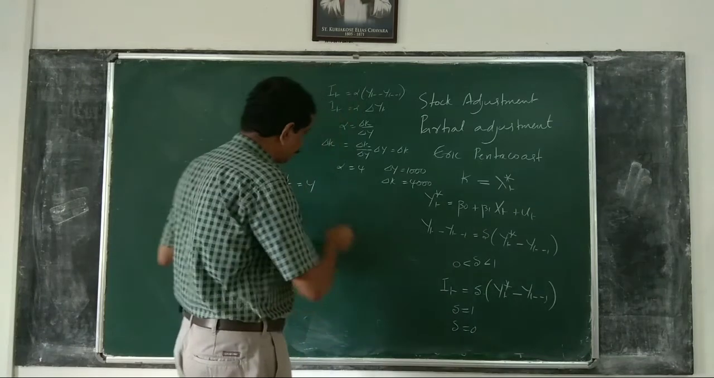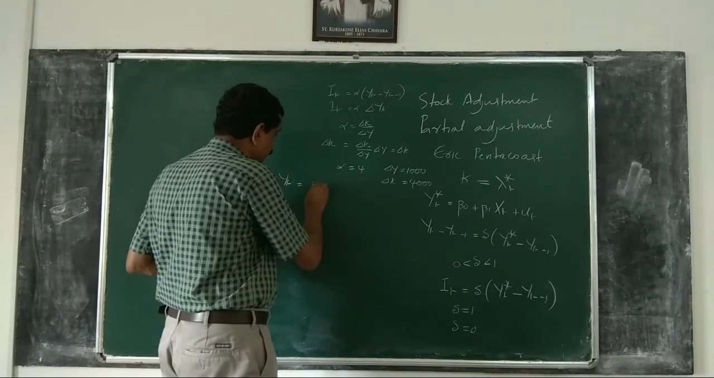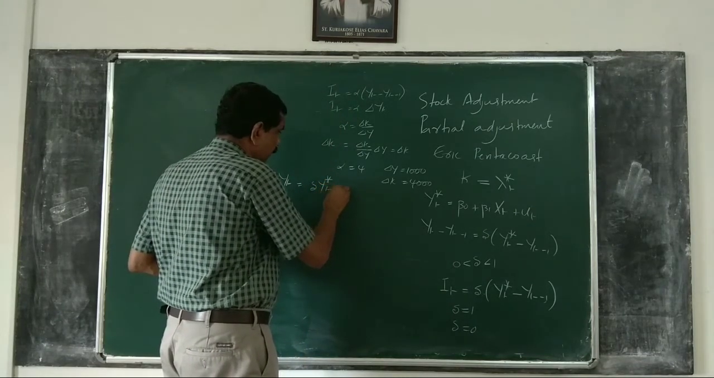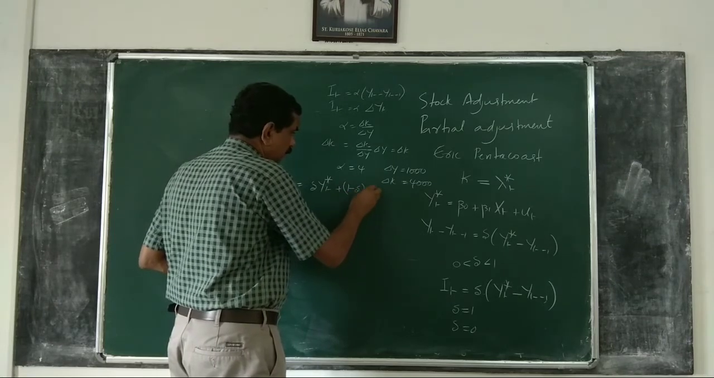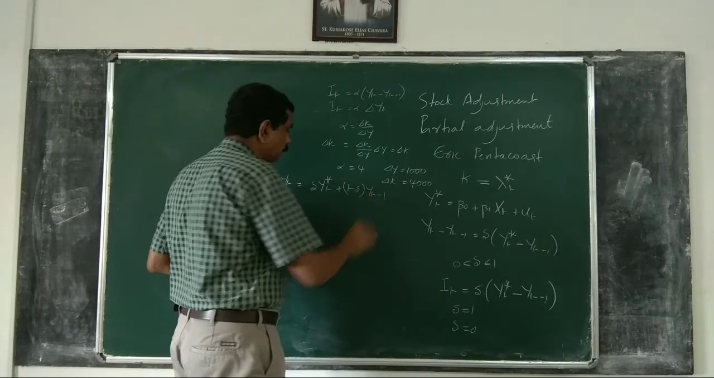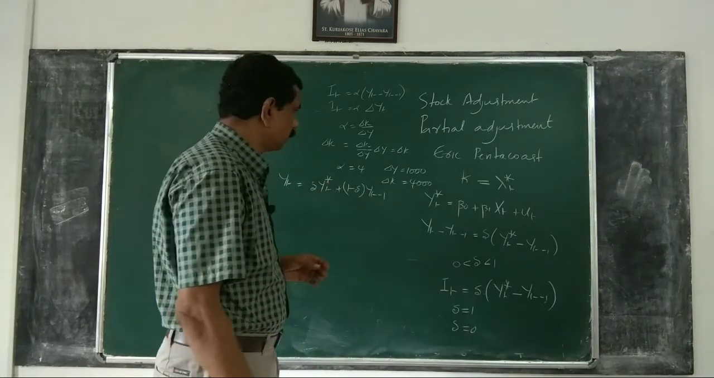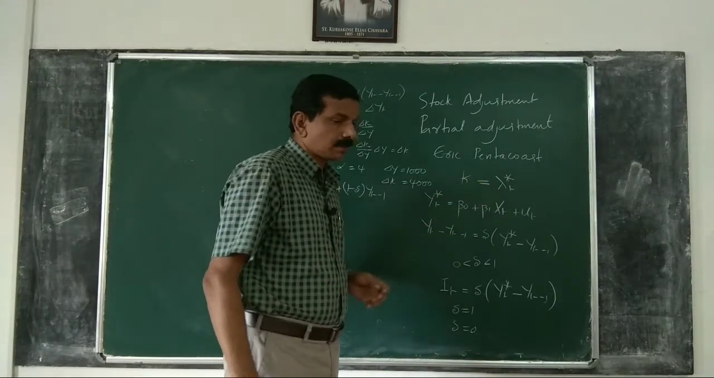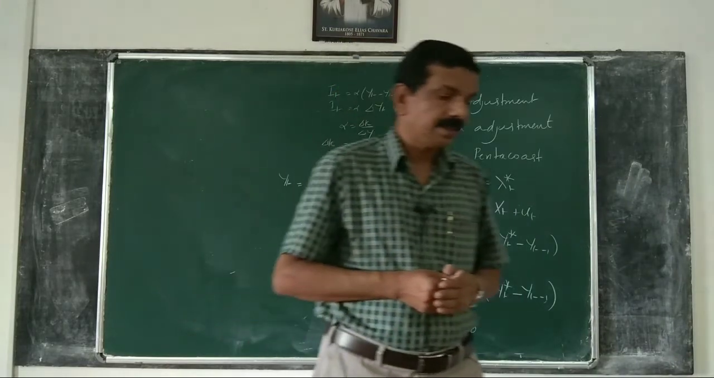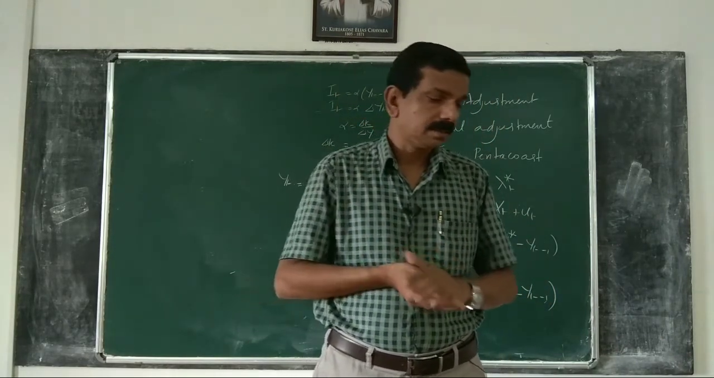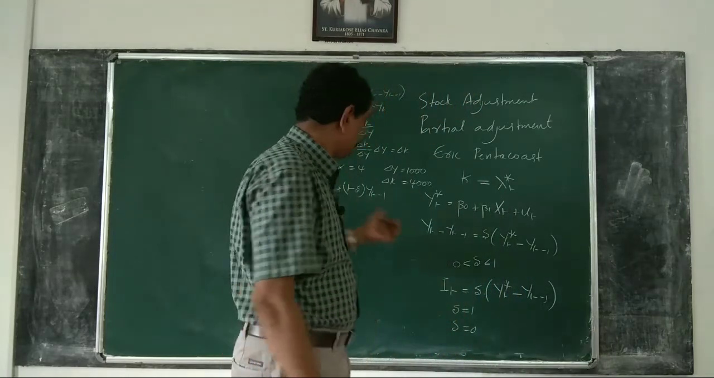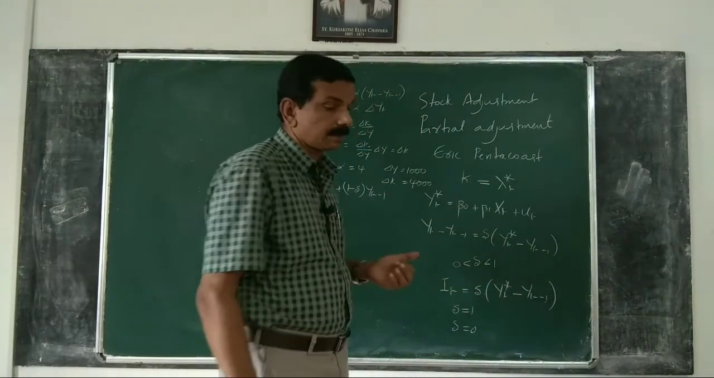Now, this can be written as Yt is equal to delta Y star t plus 1 minus delta Yt minus 1. That is, Yt means capital stock at any time period is a weighted average of desired capital at t and capital stock existing at t minus 1.